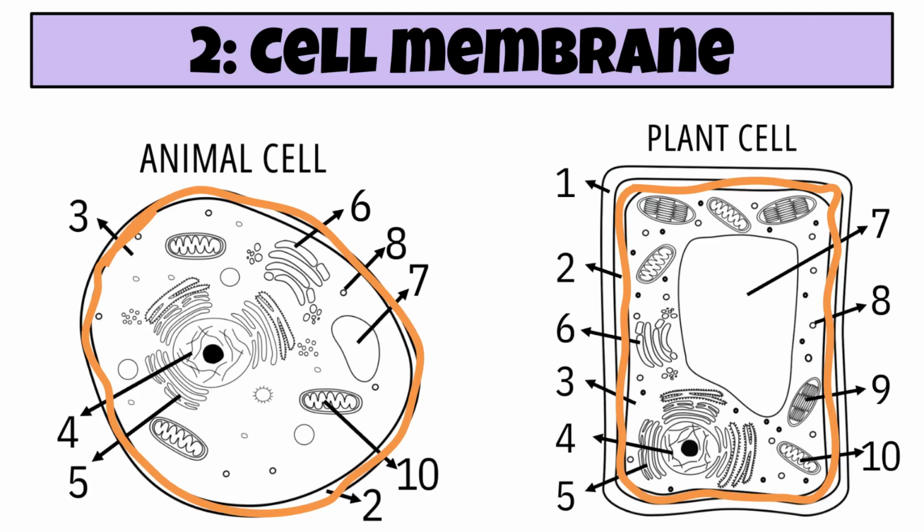All right, next we have the cell membrane. The cell membrane is the organelle that controls what comes in and out of the cell. It is located in both a plant and animal cell. And go ahead and color in the cell membrane, and then write that under flap number 2.